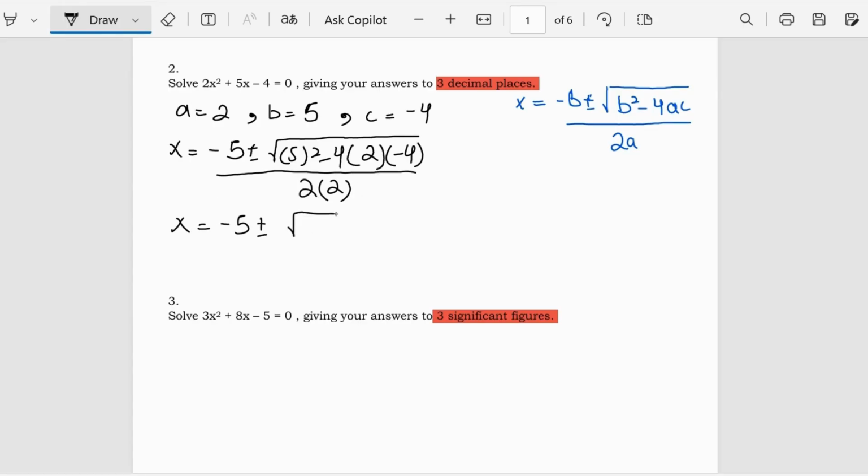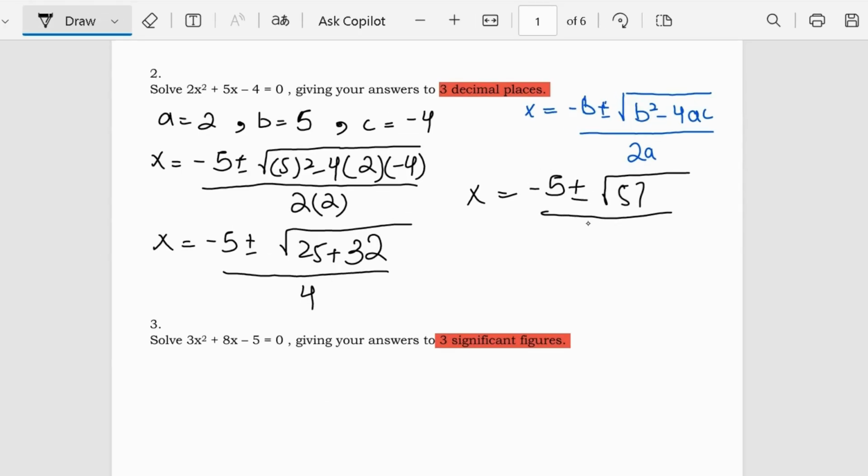-5 plus minus, 5 squared is 25, minus this minus sign will make plus, right? Negative and negative will make positive because they are being multiplied with each other. So positive 4 times 2 is 8, 8 times 4 is 32... and then we have 2 times 2, that is 4. Now I'm going to simplify it more. I'm going to get -5 plus minus the square root of 25 plus 32, which gives me 57, and the denominator is 4.